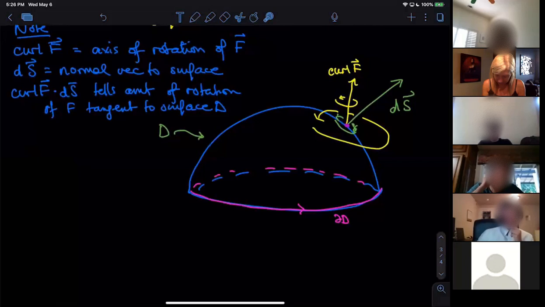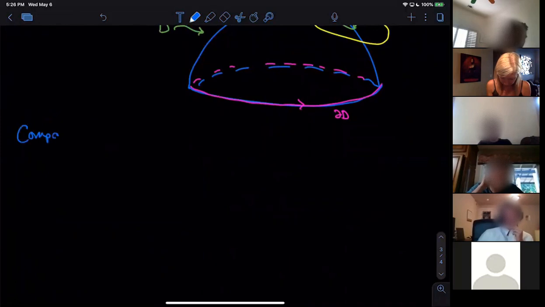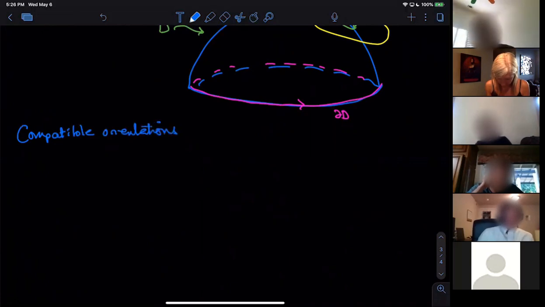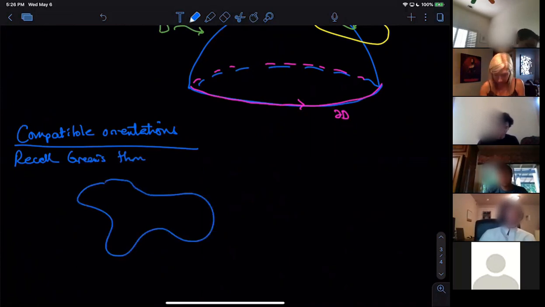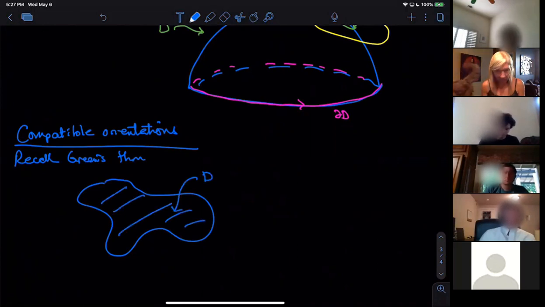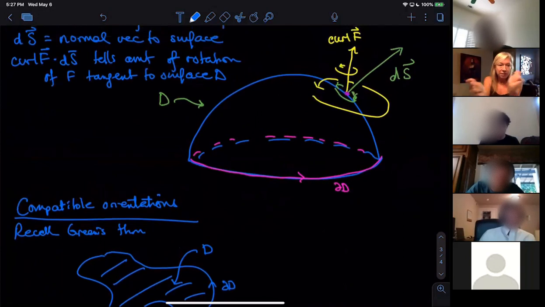So if we remember Green's theorem, compatible orientations. If we recall Green's theorem, we had some curve. Remember, it had to be a simple closed curve in the plane. And then we had the region inside, what we called the region D. And then the curve around the edge was called the boundary of D. So it's just the edge of some region. And it doesn't have to be in a plane, turns out. It could be puffed up in 3-space, but still the edge of it is the boundary.